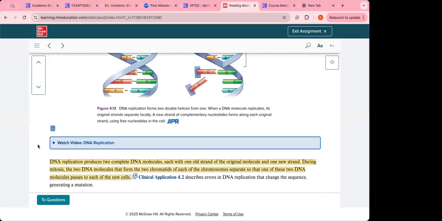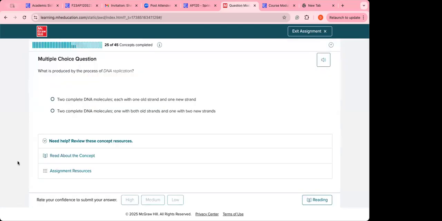So let's go to the question. Two complete DNA molecules, each with one old strand and one new strand. So the first option is what we read.